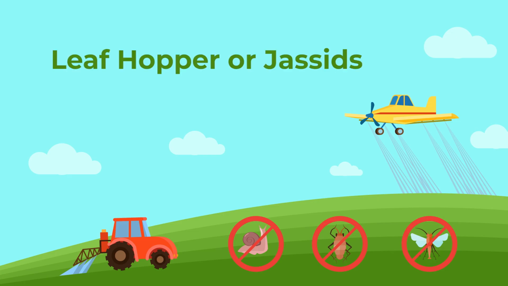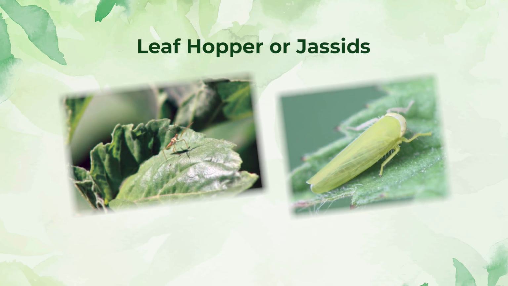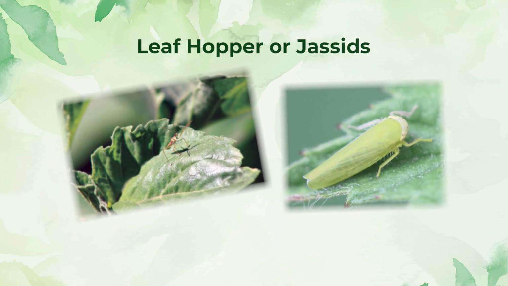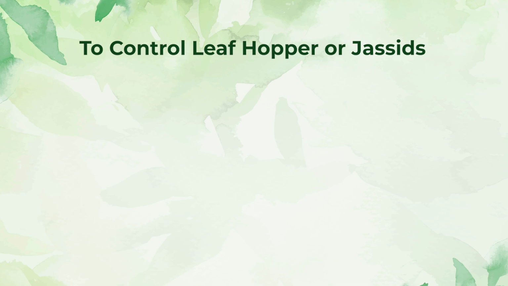leaf hopper or jassids. The nymph and adults are green in color. They suck the sap from the leaves. In severe conditions, the leaves become brown, dry and fall down. Let us take a look at the control.